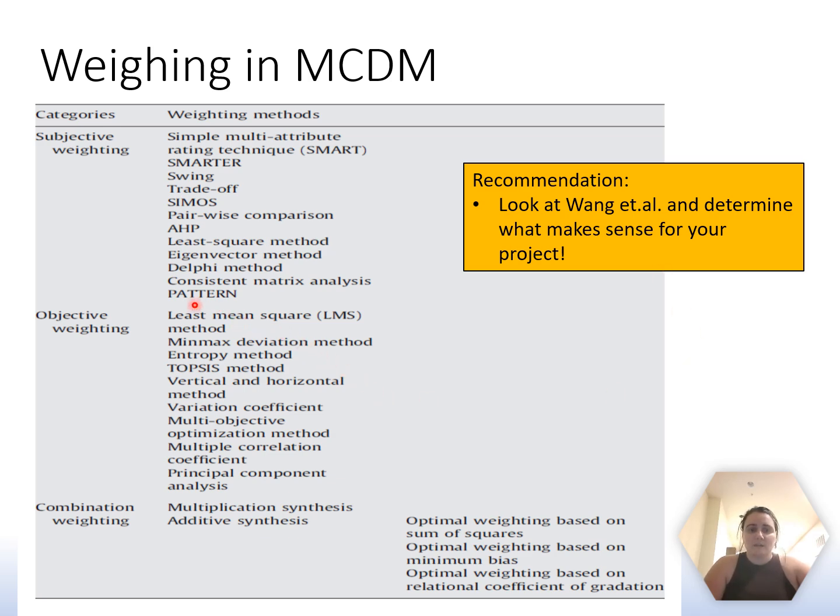There's no point in doing a least mean squares if that's not what we're looking for. So for example, in the project that I've been giving as the example here, subjective weighing made a whole lot more sense for us. So we used a lot more of just consistent matrix analyses and trying to figure out what made the most sense in these systems.